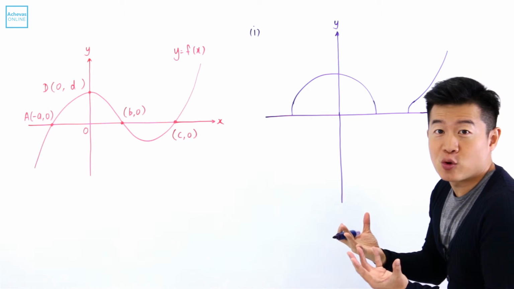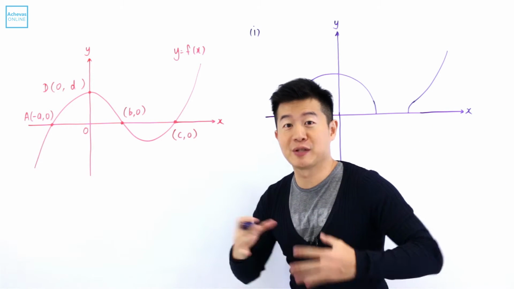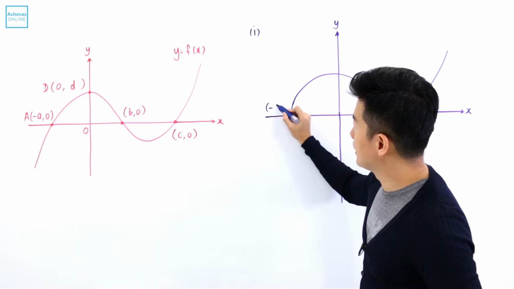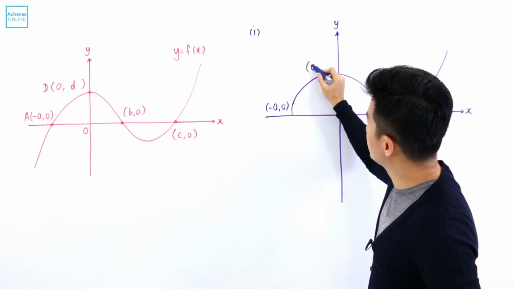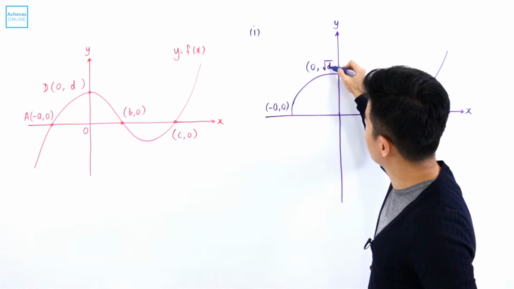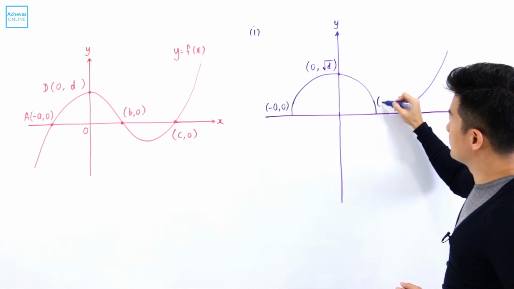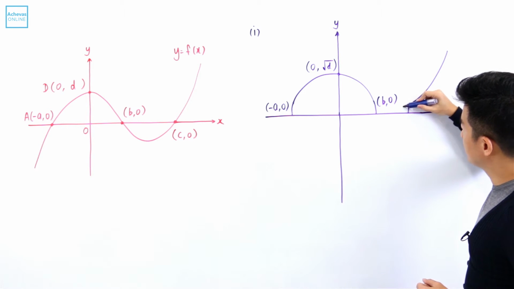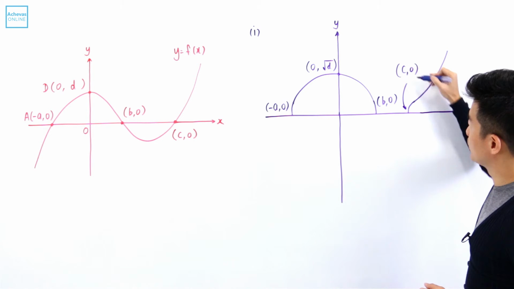Then I'm going to fill in the coordinates for the same x. I'm going to square root the respective y coordinate. That means this is going to be (minus a, square root of 0), which is (minus a, 0). This point here is going to be (0, square root of d). And this point here is going to be (b, square root of 0), which is still 0. And this point here is going to be (c, square root of 0), which is 0.